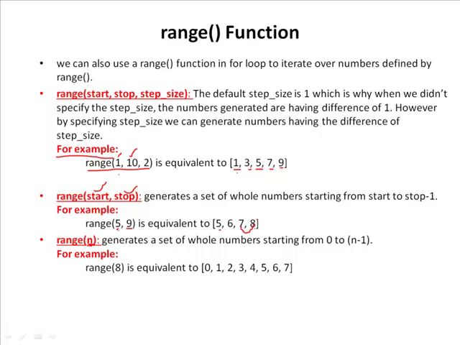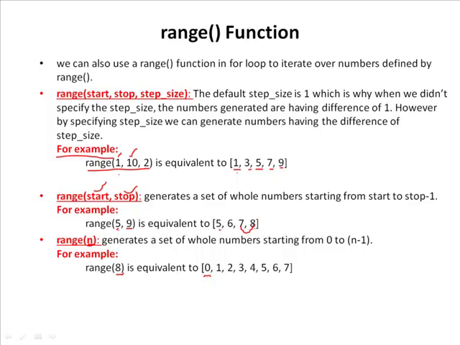So the interpreter takes it as a stop value. That means there is no start value and step value. So if there is no start value, then by default the sequence starts from 0. See this example. So here range of 8. There is no start value and there is no step size value. Here this 8 is the stop value.